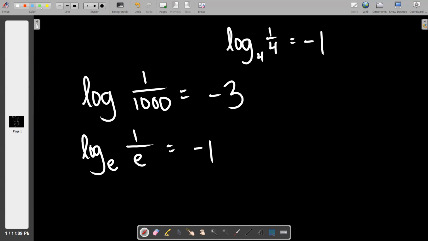Let me switch colors here so you can see where I'm writing. How about this one? How about log base 2 of 1/64th? Nice job. It is negative.